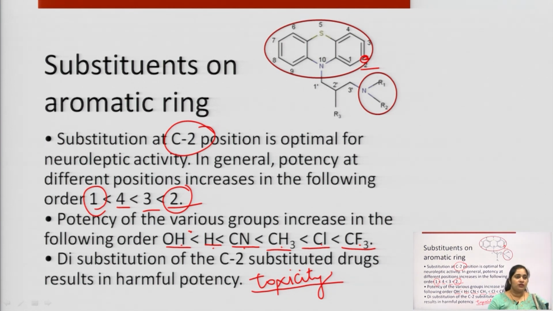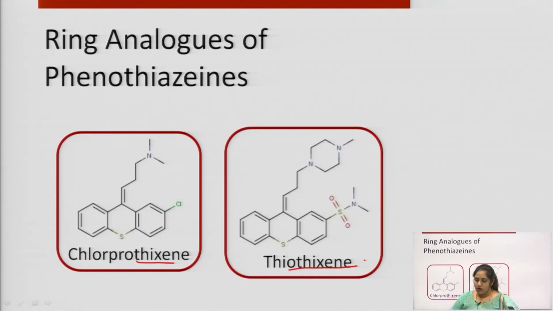When we talk about substitution at the aromatic ring, this phenothiazine ring, we have several options; we can make changes at these 4 positions. But when we did, we came to know the order in which the potency can be altered. Any changes at position number 1 lead to the least active compound, then 4, then 3, and the most potent compound was found with substitution at carbon number 2. The potency of various groups has also been studied, and the following order was formed: OH, H, CN, CH3, Cl, and CF3 was found to be most active. These are the ring analogues of phenothiazine.